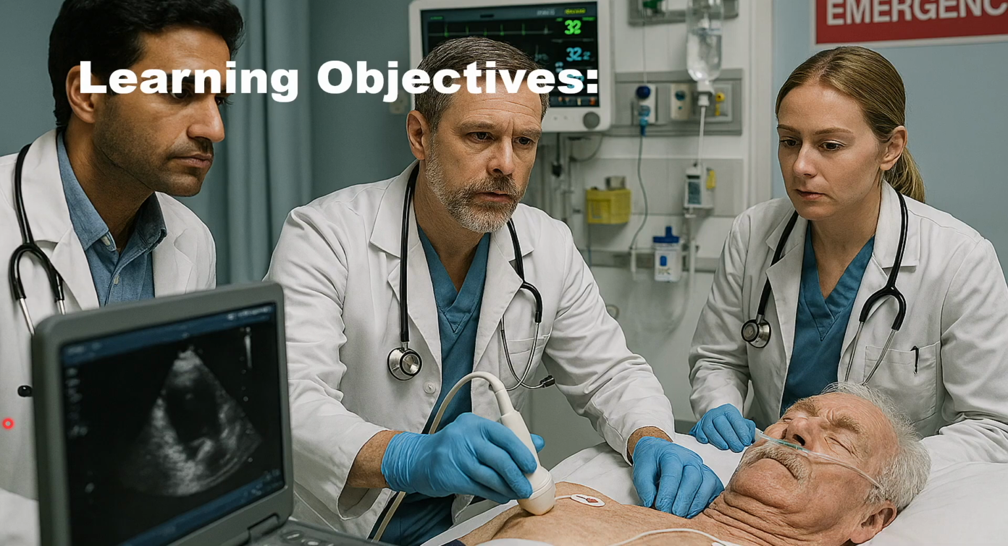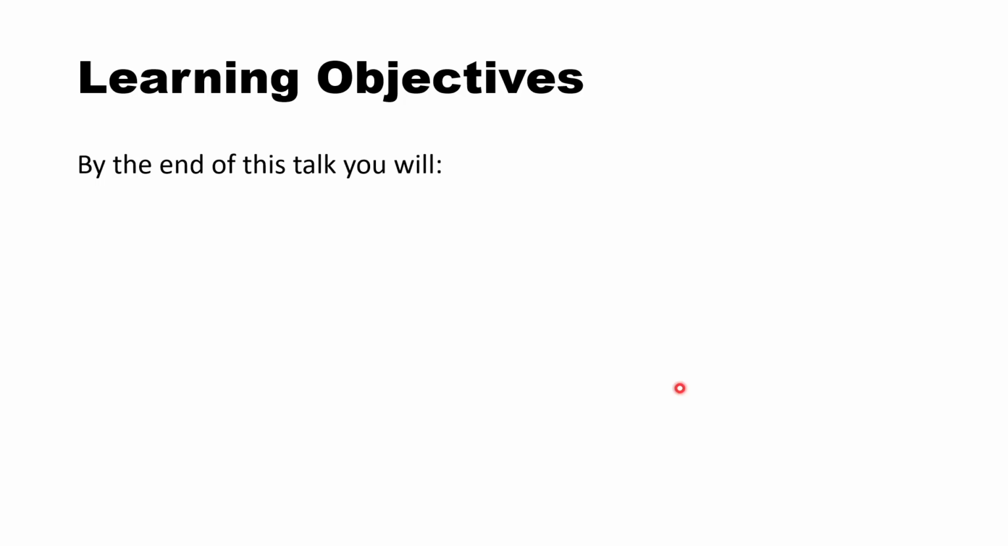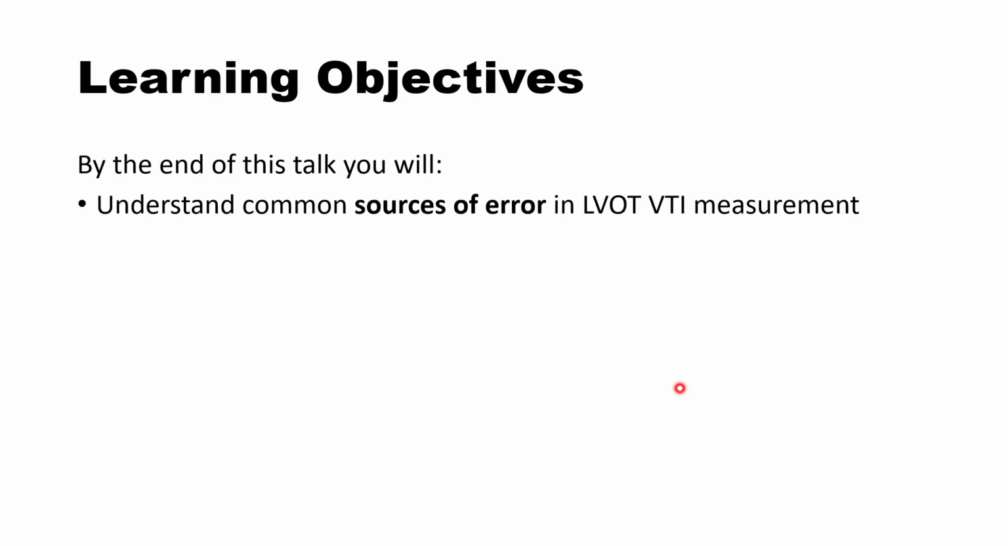So what are the learning objectives? What are you going to learn over the next half an hour or so? Now you may be surprised why this doctor is doing the echocardiography on the right side of the patient. Well, this gentleman has got dextrocardia, so he is doing the echocardiography on the right side of the patient. That is absolutely fine. So the first thing that we are going to learn is that we'll understand the common sources of error of the LVOT VTI.